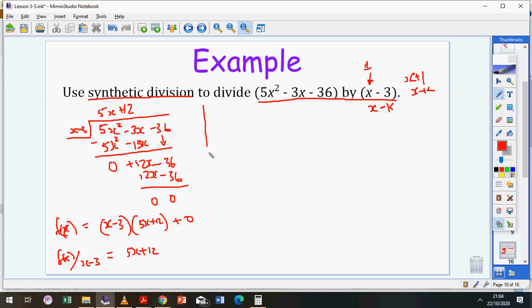In synthetic division, remember, just to clarify, it's the shorthand of long division. You're doing the same thing practically and mentally, but you're getting rid of a lot of unnecessary steps, which reduces your likelihood of making errors. So what you do is write out the coefficients of the polynomial, but be sure to write them out in descending powers of x. So if this is 5x squared, the coefficient is 5. If this is 3x, the coefficient is negative 3.